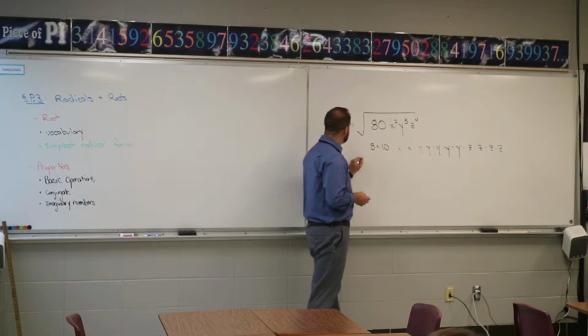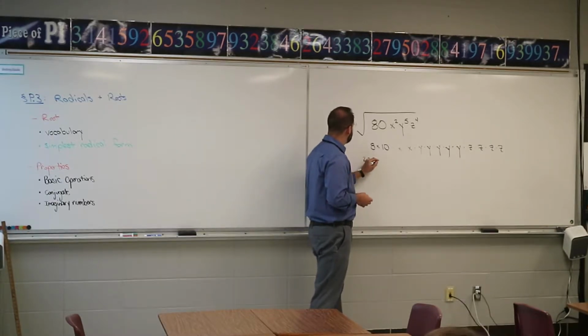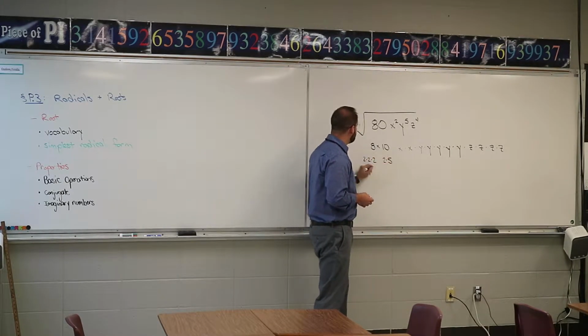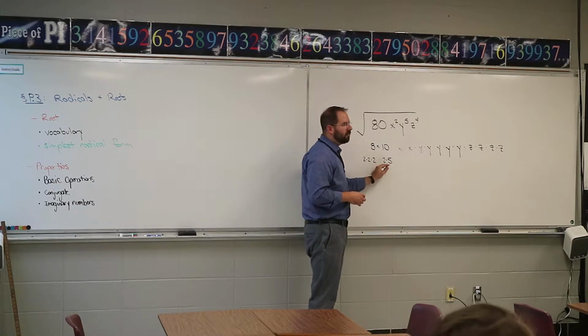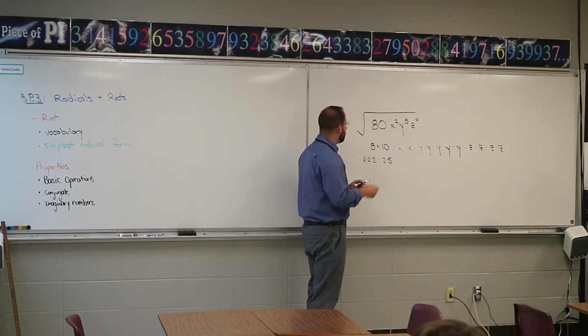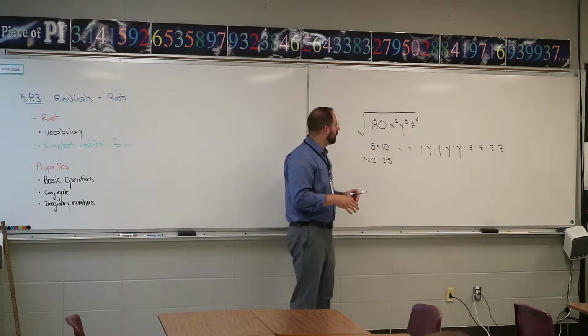2, 2, 2, and 2, and 5. 2 and 5. Good. Because this is breaking up the number 8. Breaking up the number 10 is 2 and 5. Just put up with this. Right there. Perfect. Thank you. And then the variables in the back.